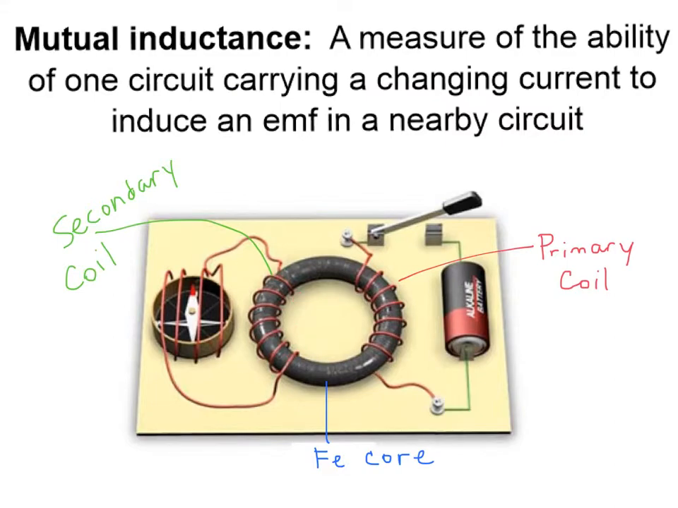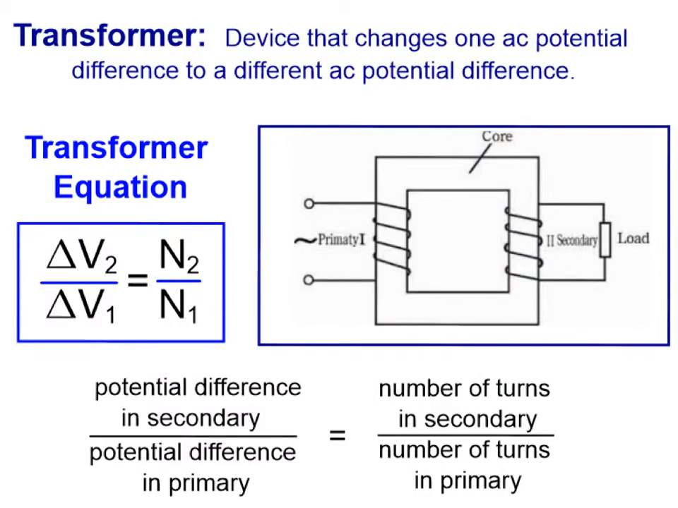So if we take that setup we were just looking at and make some adjustments so that the EMF is actually reversed, we have our primary coil over here. Here's our EMF, our voltage difference over here. Here we have our secondary coil with the load. If we set it up so that the potential difference changes and it is different between the primary circuit and the secondary circuit, we have a transformer.